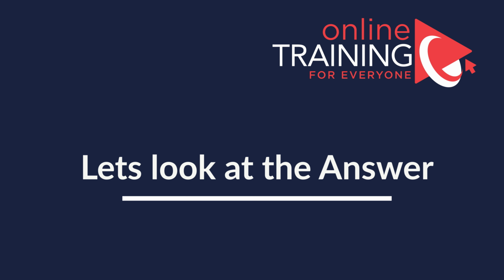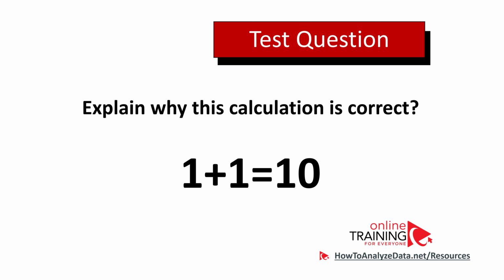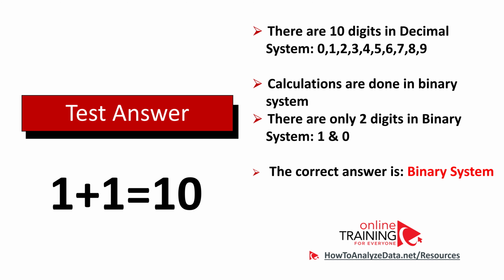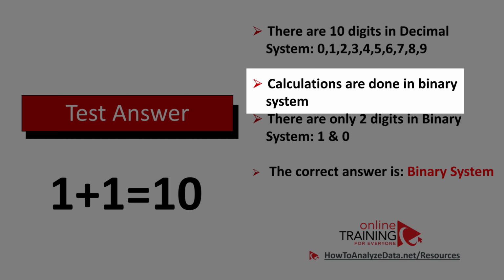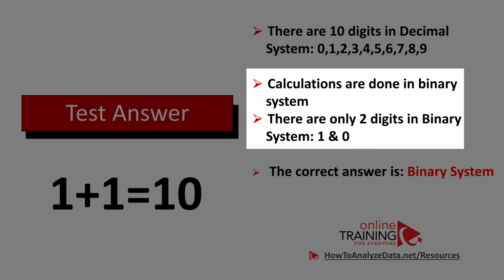Do you think you know the answer? Let's continue to see how we can solve this challenge and get to the correct solution together. Typically, when we do calculations, we use 10 digits in the decimal system. We use 0, 1, 2, 3, 4, 5, 6, 7, 8, and 9. But here, calculations are done in the binary system, and there are only 2 digits in the binary system, 1 and 0.